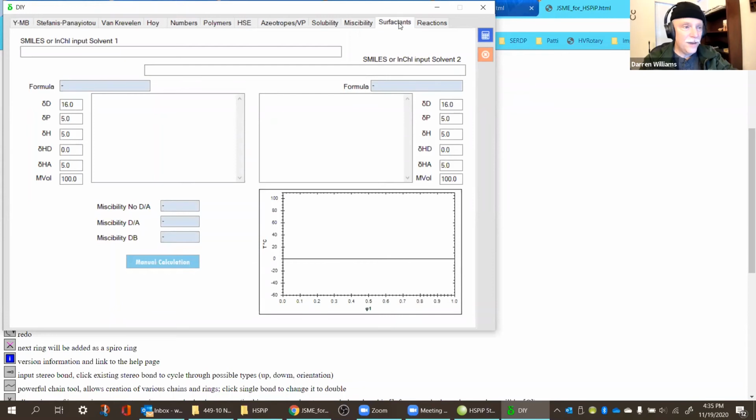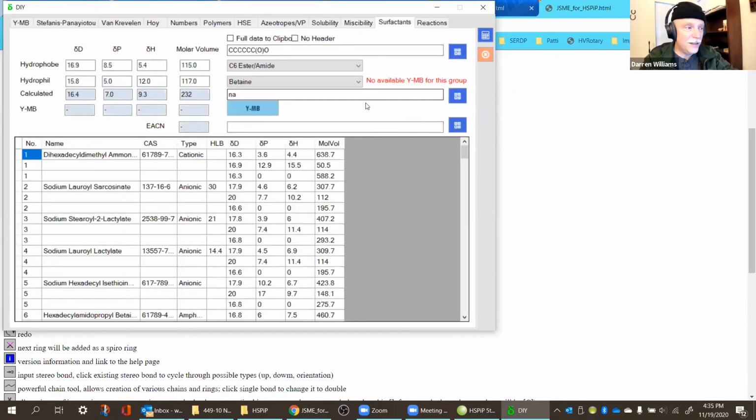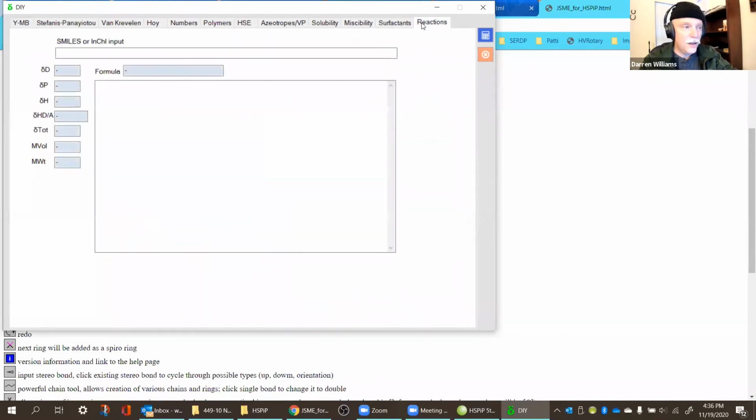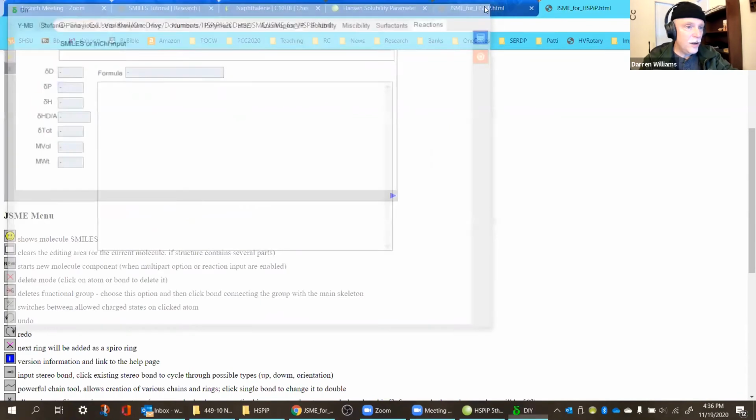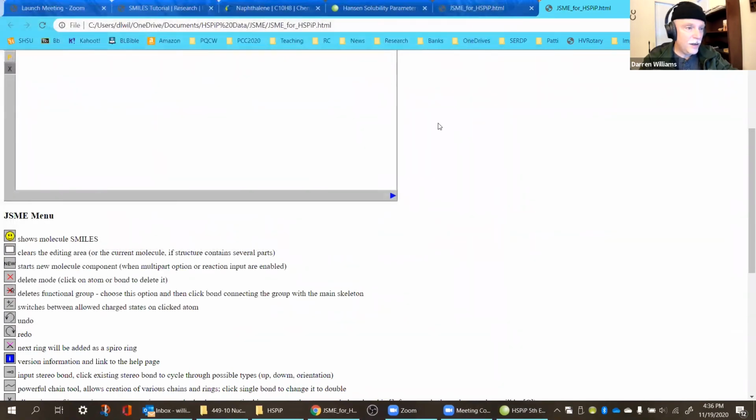I haven't done anything with surfactants, but here they are, so this is getting into the cationic and anionic stuff. I know nothing about using the HSPs in aqueous solution. And the reactions, I have no idea.